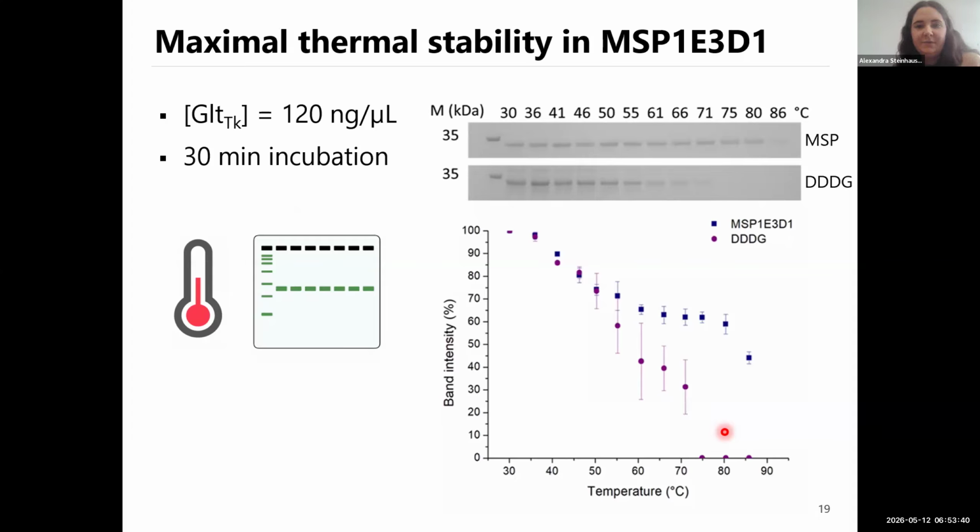And I think we can see quite well here on the gels that the band intensity is decreasing. We also quantified it below, but I think we can also see quite well here. So for DDDG, there is no protein left at 75 degrees. But for MSP, there is still a very light band left at 86 degrees. So the protein remained more stable in the MSP nanodisc, which is probably because it's a more compact nanodisc.